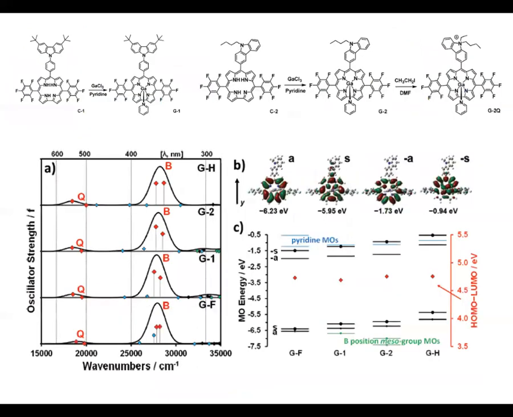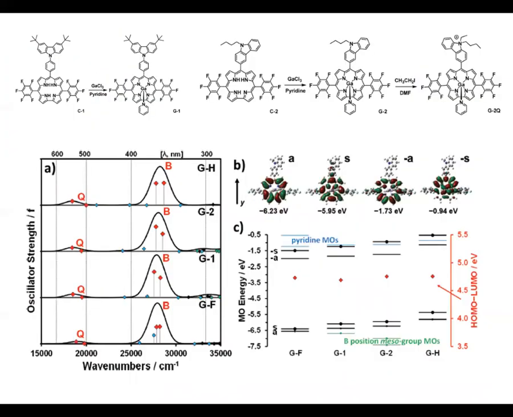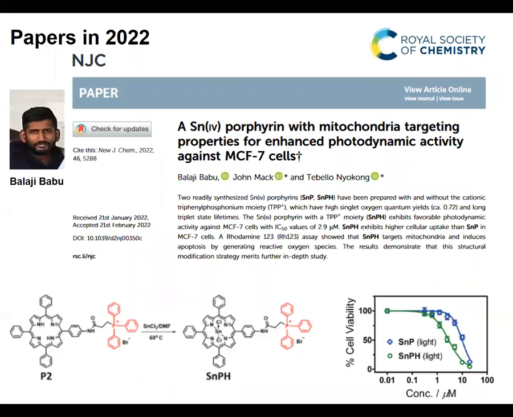In the last year, we've continued to look at corroles with the help of researchers in China. One of the students, Rhoda Soy, formed an A2B type corrole with a quaternized nitrogen atom, and that helped to enhance both the PDT and the PACT activity properties. We've also continued to look at chlorins as well.